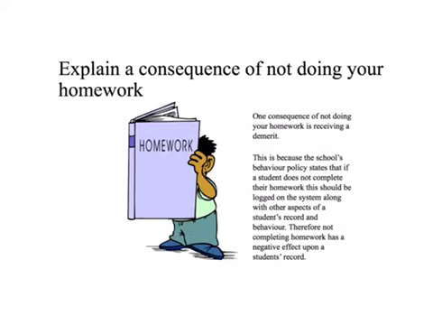Here we have a straightforward example for you to understand the difference between cause and consequence. If you do not do your homework, you will receive a demerit. That is a consequence of you not doing your homework. The reason for this, however, is because the school's policy is that if you don't do homework, then you will receive a demerit. That is the cause of your demerit, as well as you not doing your homework.